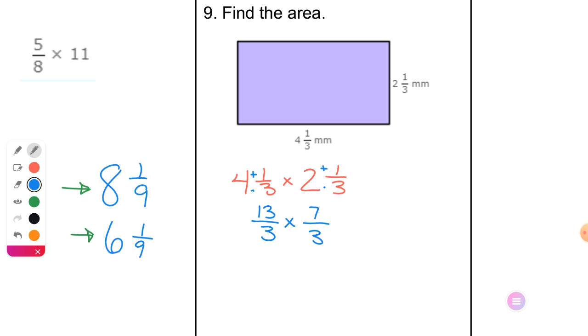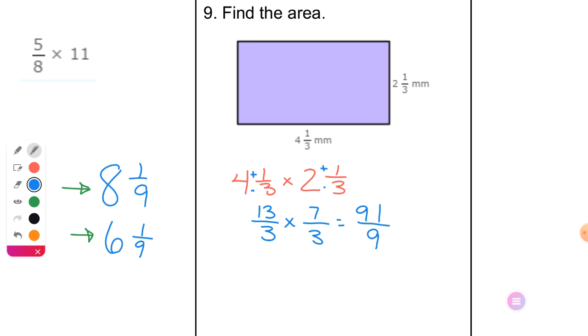Now, in the perfect world, we could cross cancel and make this a little bit prettier looking. Can we cross cancel anything? No, so we would have to do 13 times 7. Are we capable of doing 13 times 7? Yep. And we would get 91/9. That's not a terrible answer, but is it the best answer?